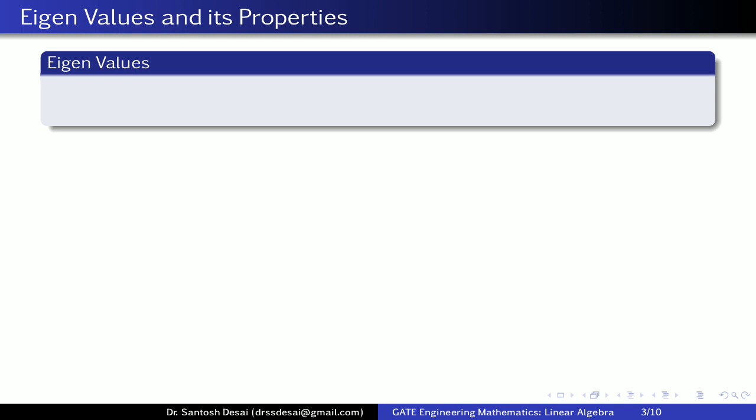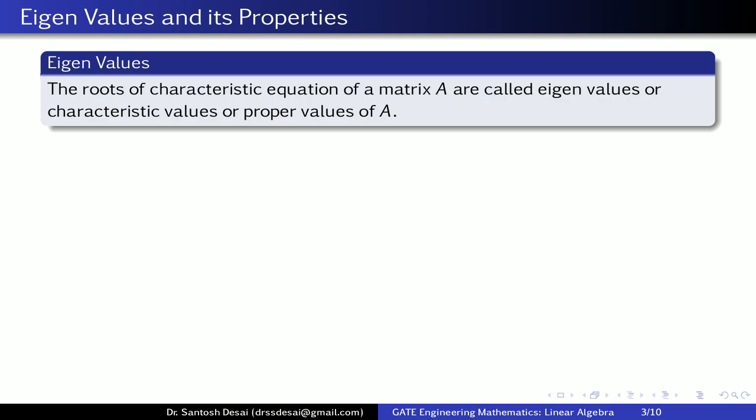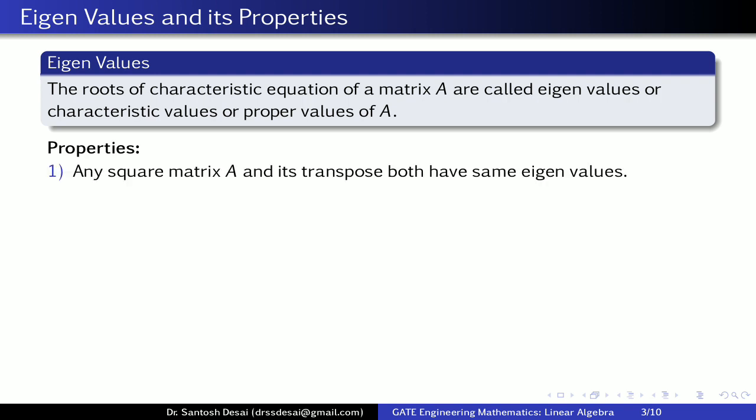Now consider eigenvalues and their properties. Now we have the characteristic equation. The roots of the characteristic equation of matrix A are called eigenvalues or characteristic values or proper values of A. Now let us consider some properties. Any square matrix A and its transpose both have the same eigenvalues.